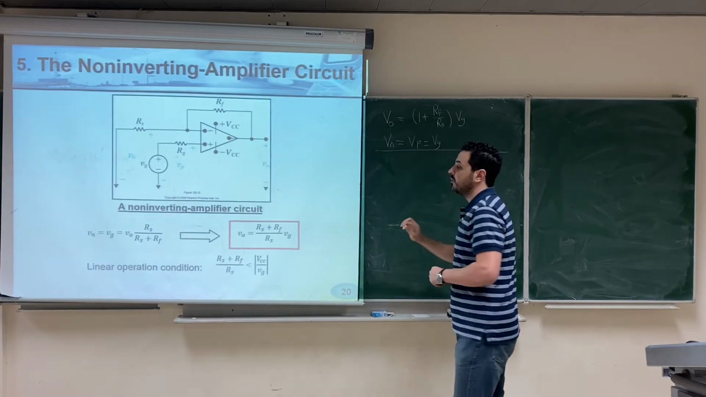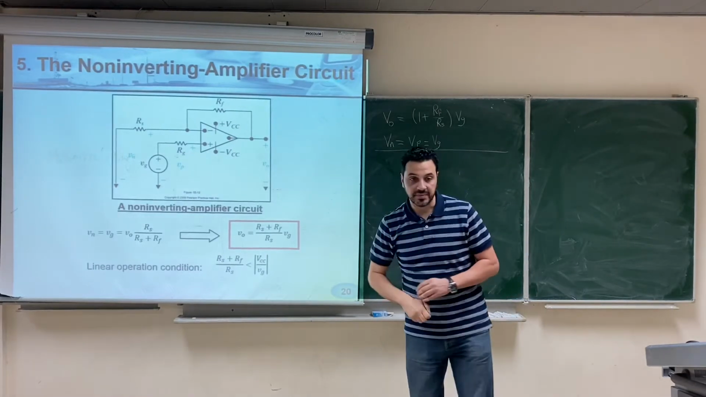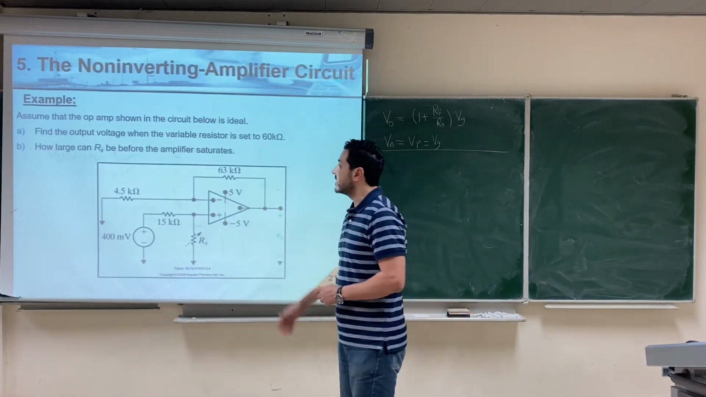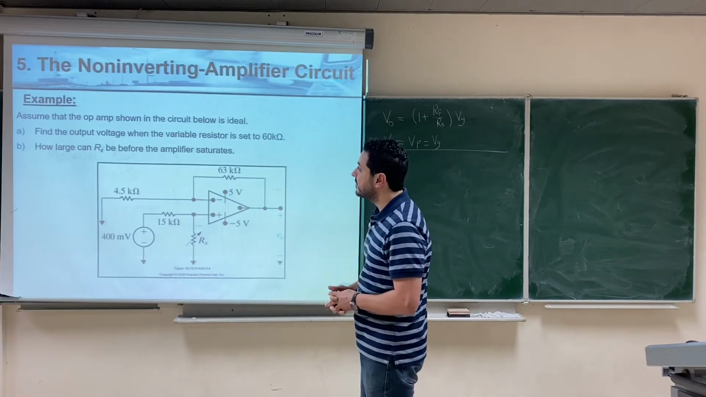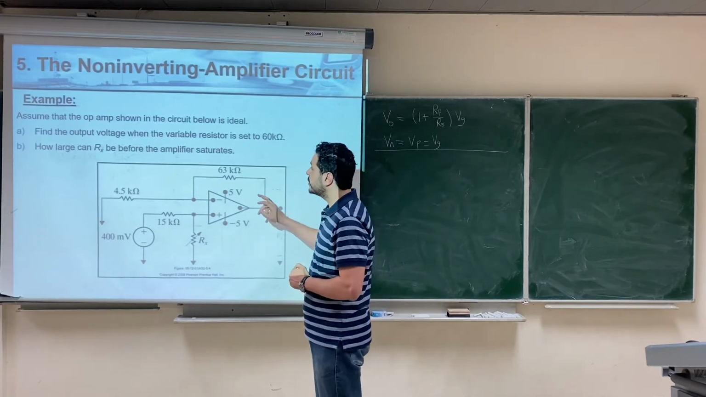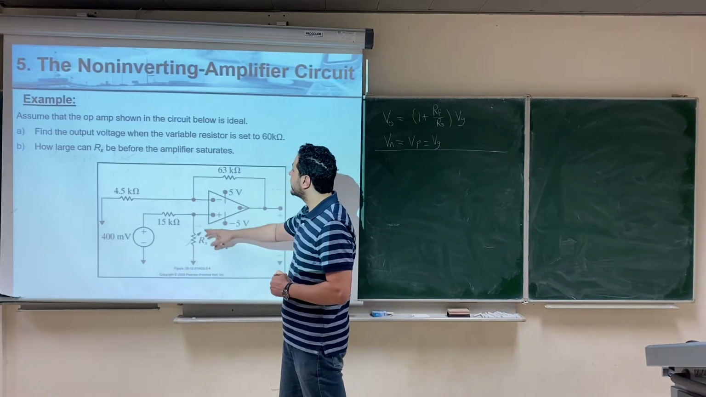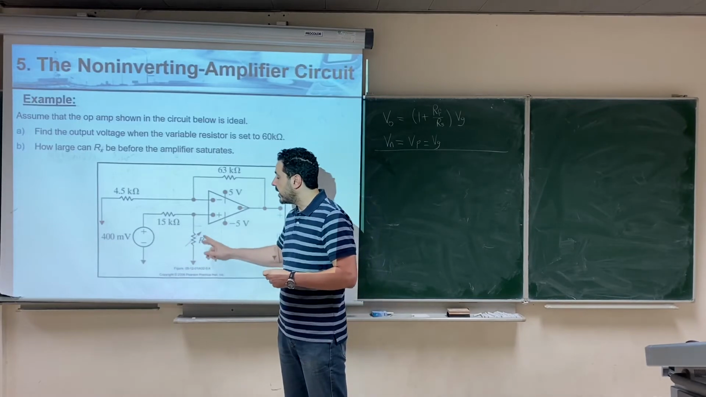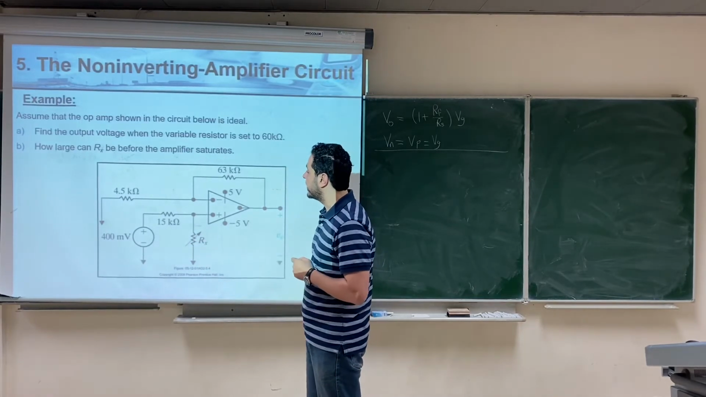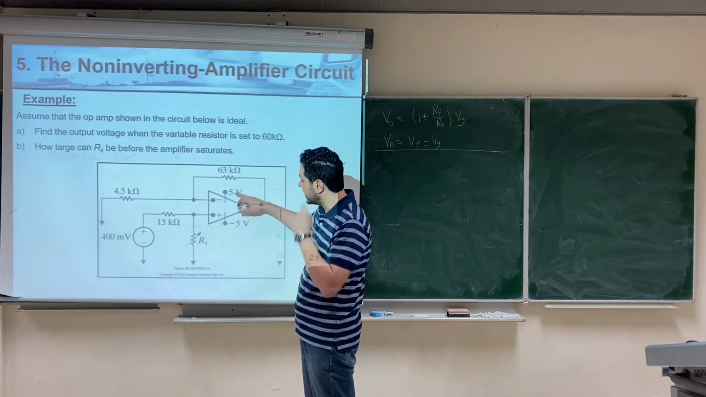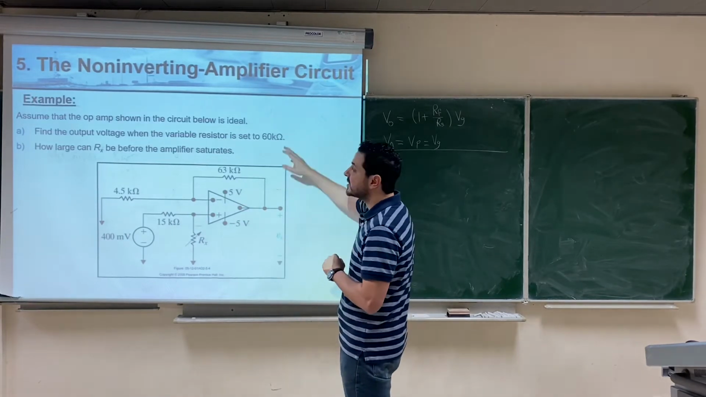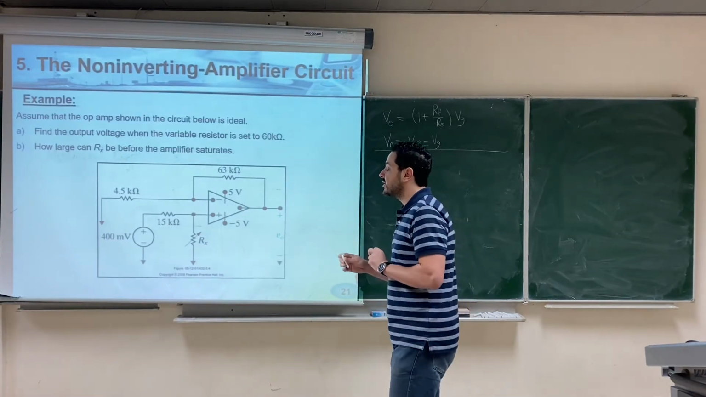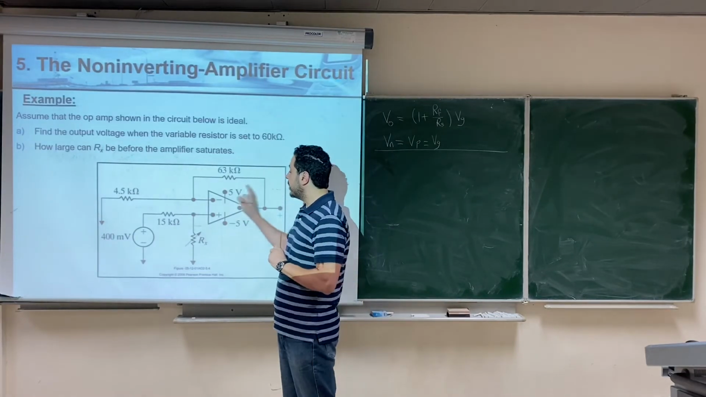Today we are going to solve an example on this non-inverting amplifier. So the example says that assume we have this circuit and assume ideal op-amp, find the output voltage when the variable resistor is set to 60 kilo ohm. And then it asks you how large can Rx be before the amplifier saturates. And of course the DC voltages are given as 5 and minus 5. So let's start with the first part of the question. If Rx is set to 60 kilo ohm, what will be the output of the op-amp?